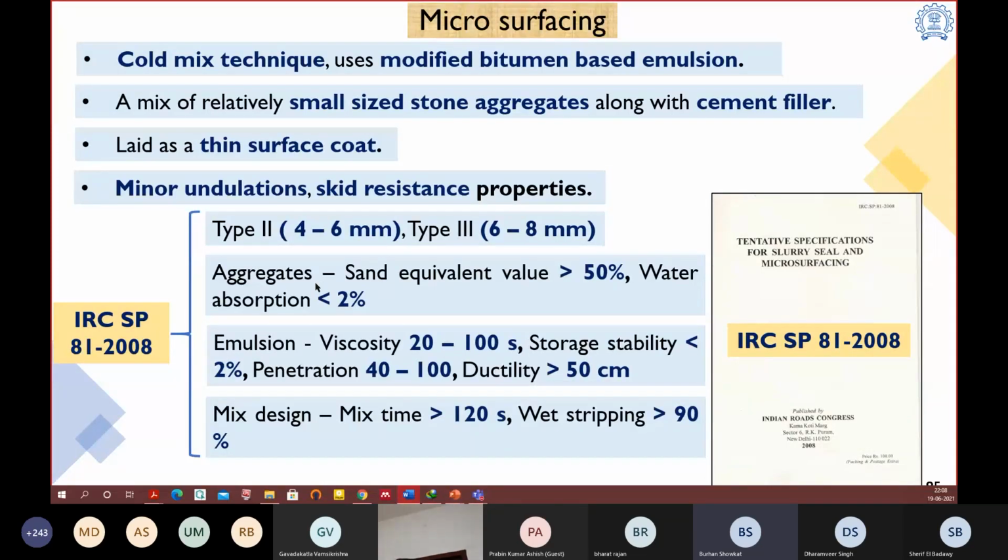IRC SP 81 has been very specific in pointing out that microsurfacing should be adopted as a corrective maintenance only in such pavements which are structurally sound. Their integrity should be there, and after that microsurfacing can be adopted. Dharamveer sir, over to you.